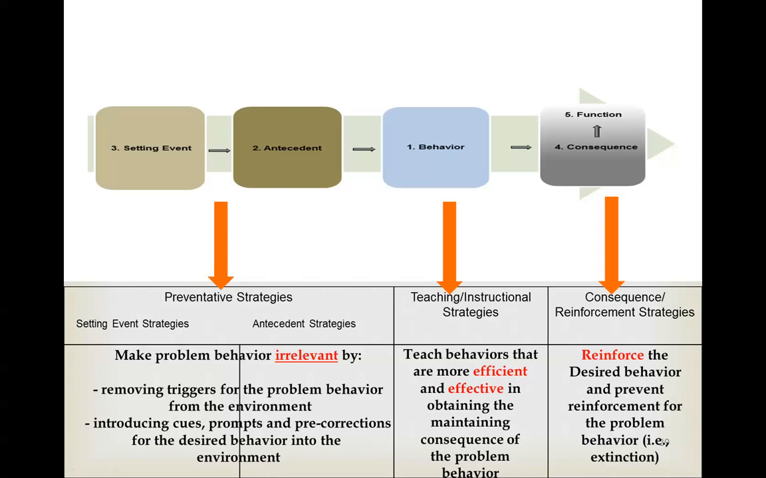So for preventive strategies, we remove triggers for troubling behavior and introduce cues and prompts. And again, this looks like a worksheet for a BIP, but in fact, it articulates what we're doing at Tier 1 and in Tier 2 too, as we'll see in a minute. With teaching strategies, we're going to teach behaviors that are more efficient and effective, whether at Tier 1, Tier 2, or Tier 3, in obtaining the maintaining consequence of the problem behavior.